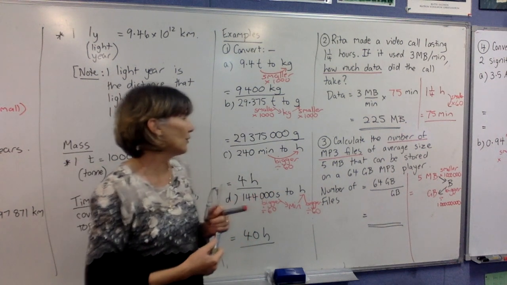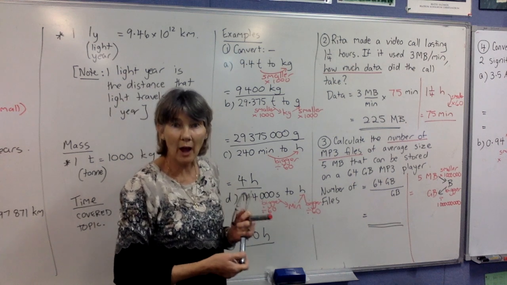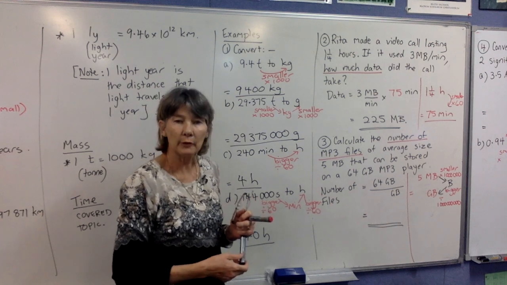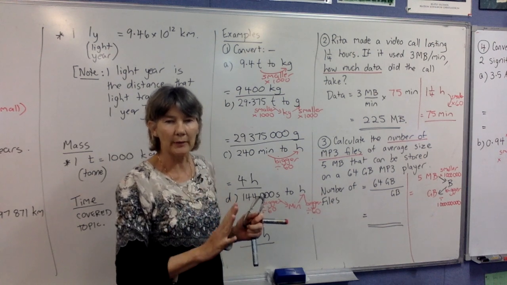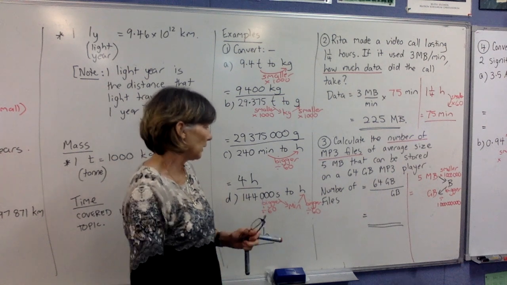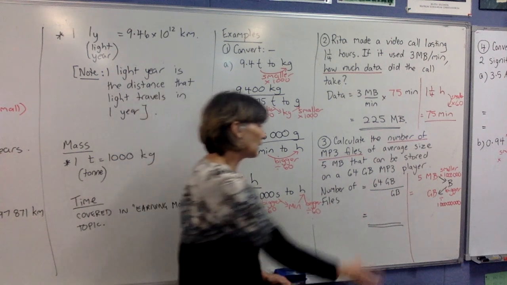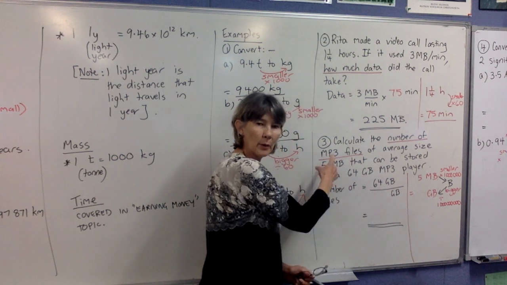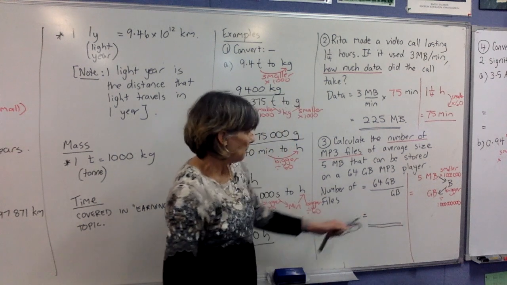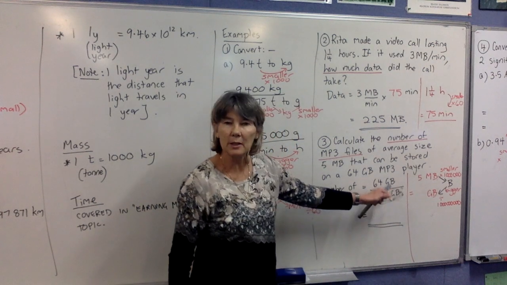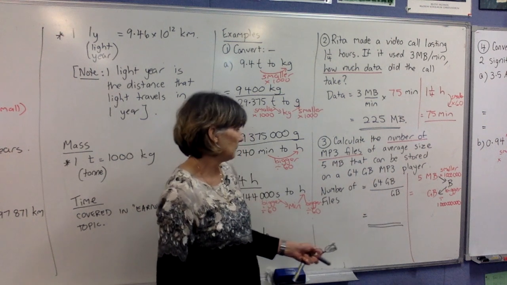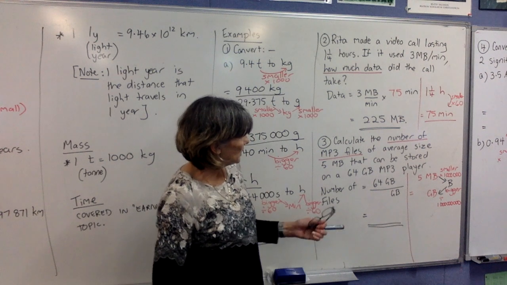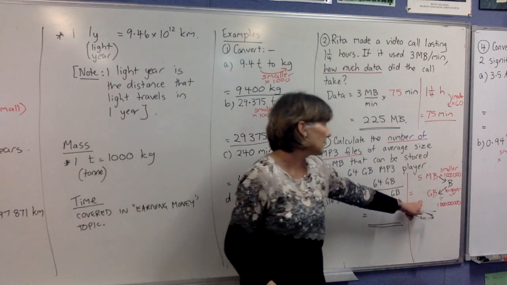Calculate the number of MP3 files of average size 5 megabytes that can be stored on a 64 gigabyte MP3 player. Try to block out the MP3 because it's just giving us more letters than we really need to be looking at. So we've basically got 64 gigabytes and we want to know how many 5 megabytes go into that. So we're doing a division, but we've got to have that in gigabytes so we can just cancel those out and get our answer. And at the moment we've got 5 megabytes.